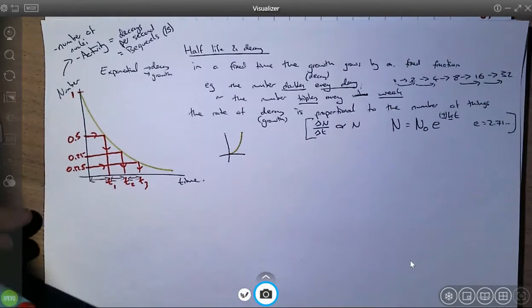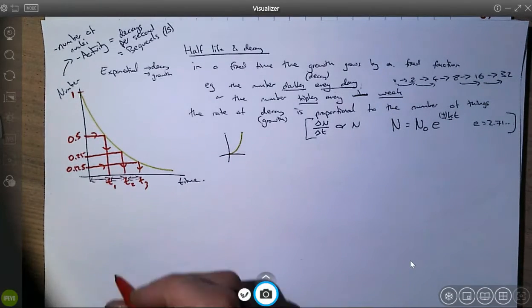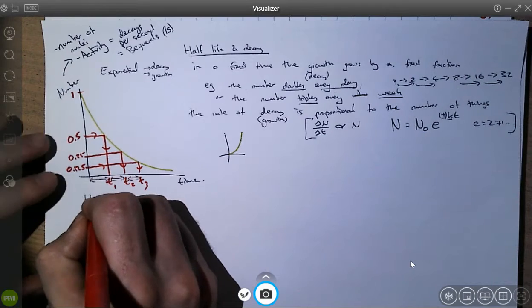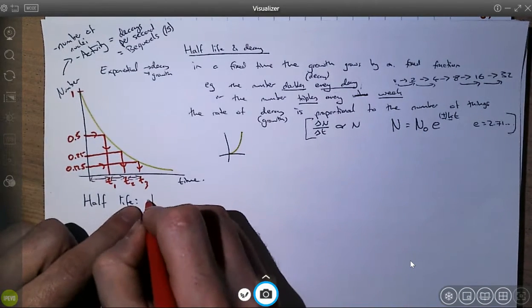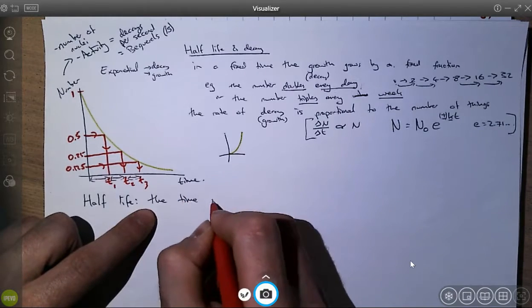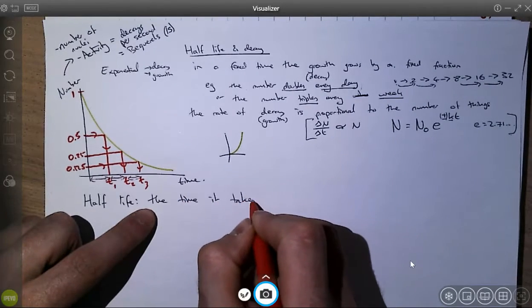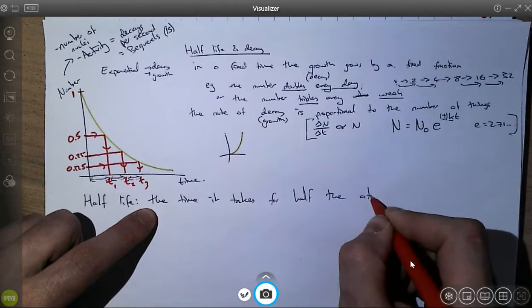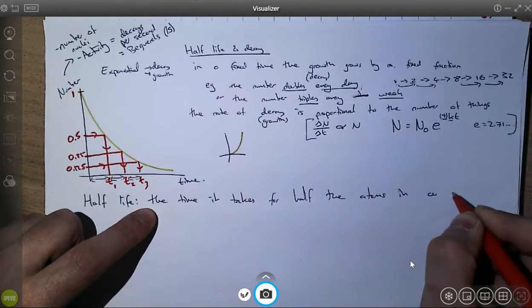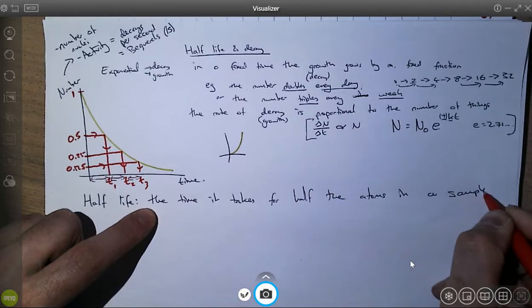Okay, this leads us to the concept of half-life, which is the time it takes for half the atoms in a sample to decay.